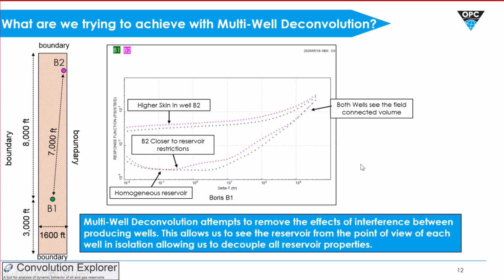So multi-well deconvolution attempts to remove the effects of interference between producing wells. This allows us to see the reservoir from the point of view of each well in isolation, allowing us to decouple all reservoir properties.